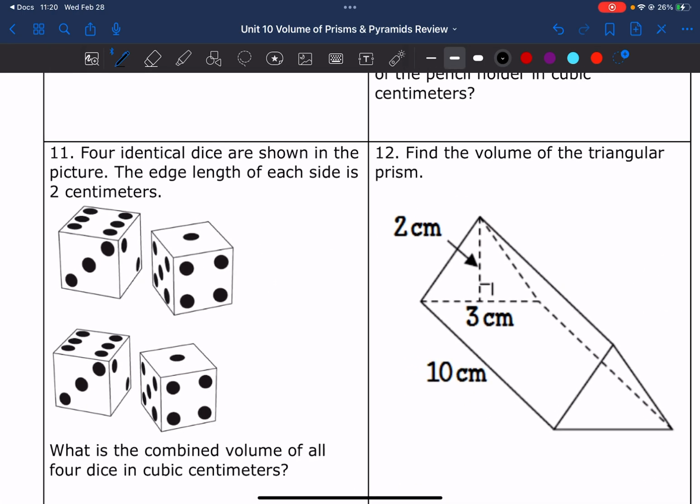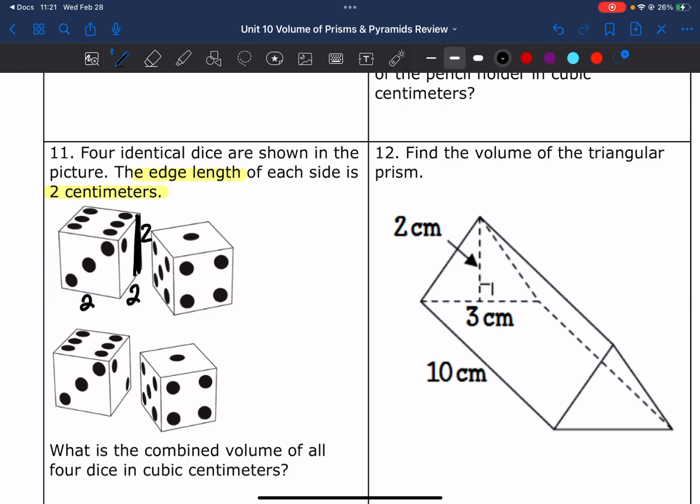Okay, now number 11, there's 4 identical dice, okay? And they are in the shape of a cube, right? It's a rectangular prism, basically, or a square prism. So here, because it is a rectangular or square prism, we can use our trick. Now, it says that the edge length of each side is 2 centimeters. What that's saying is that this is 2, and the height of the whole prism is 2, okay? Let me actually move this over here because that's what it's talking about.